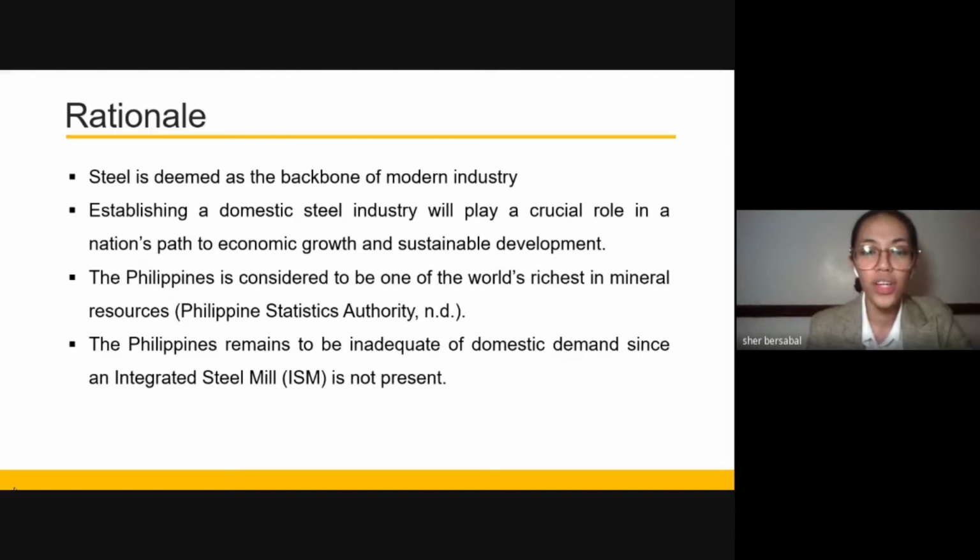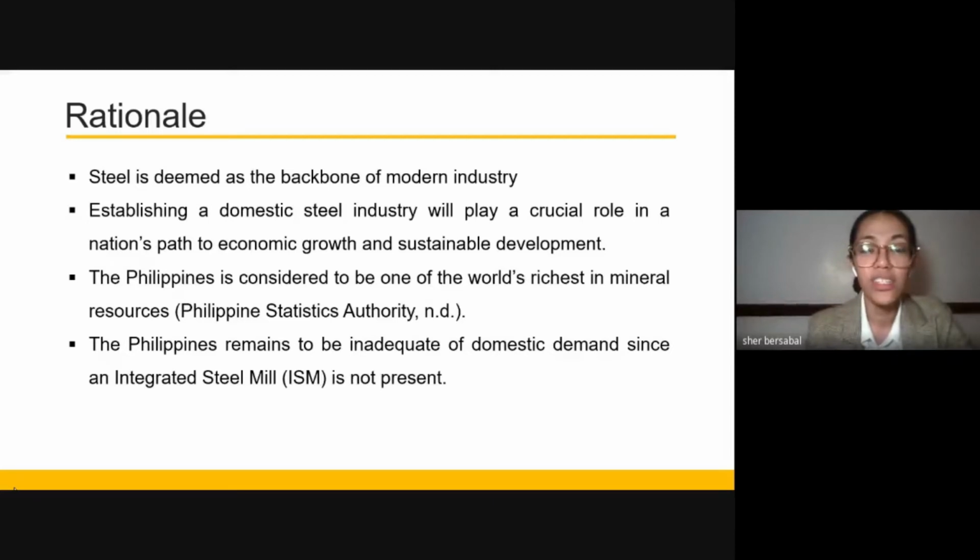With the aforementioned instrumental uses and contributions to society, establishing a domestic steel industry will play a crucial role in a nation's path to economic growth and sustainable development. And so, developing nations like the Philippines are expanding their steel production capacities.